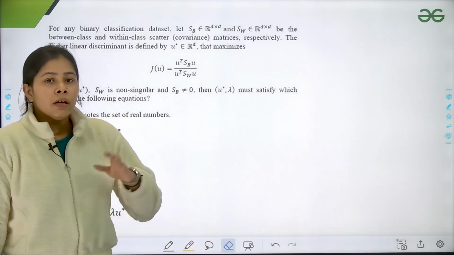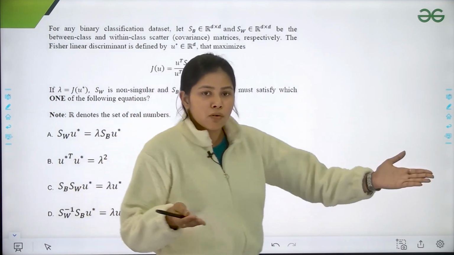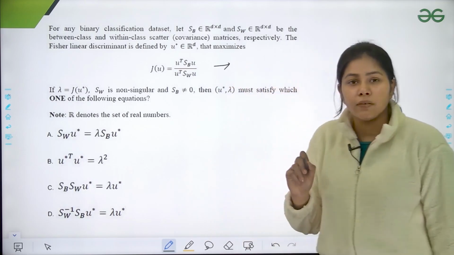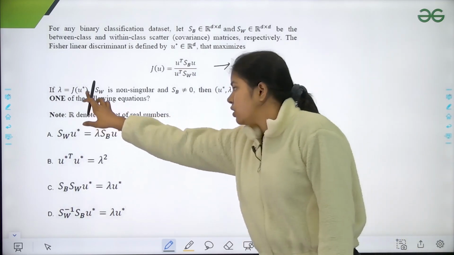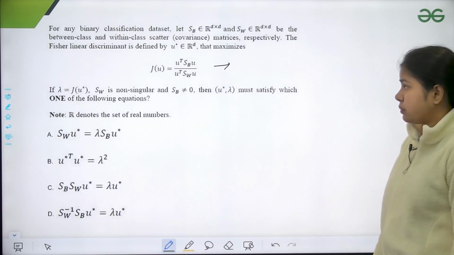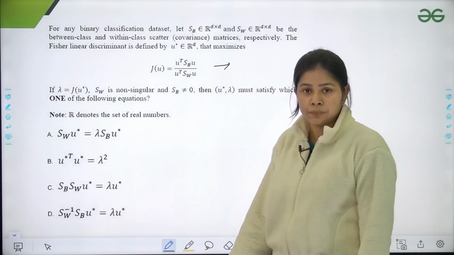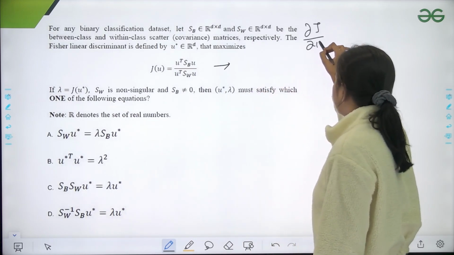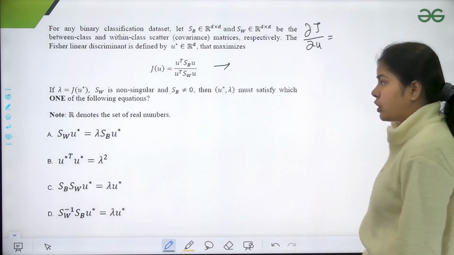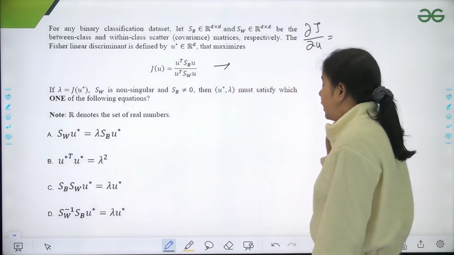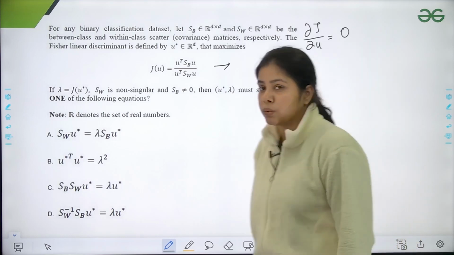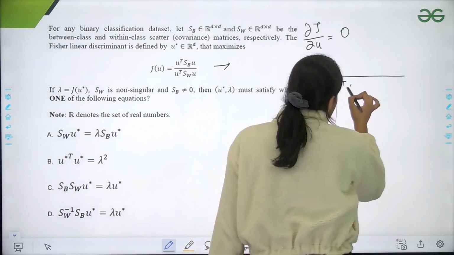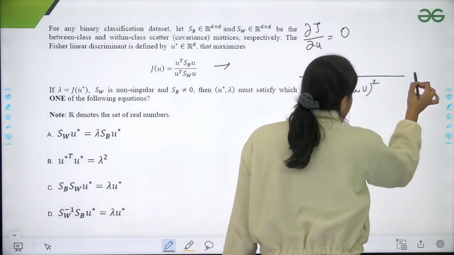So first of all, to maximize any function, just get back to basic mathematics. To maximize any function, if it gets maximized, its derivative would be 0 at that particular point. That means del J by del U would be 0 at U star. So let's find out first del J by del U. Right, so let's find out the differentiation. This is in the denominator, and let's put this del J by del U equal to 0. So first of all, I'll take the denominator's square. That means U transpose SW U whole square equals to 0.